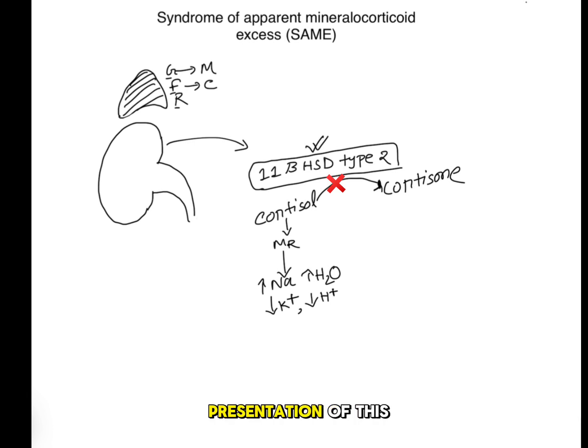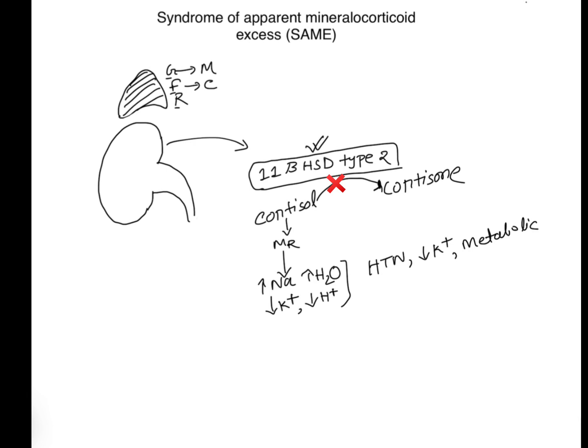So the typical presentation of this syndrome will be hypertension, hypokalemia, and metabolic alkalosis. One important DD of this syndrome, and that is very high yield for exam, is Liddle's. So Liddle's syndrome actually shows the same features as this syndrome of apparent mineralocorticoid excess.